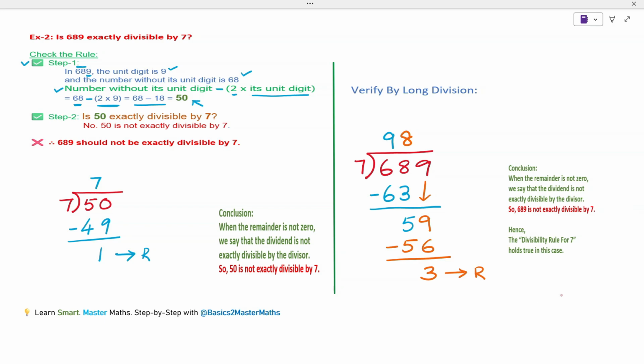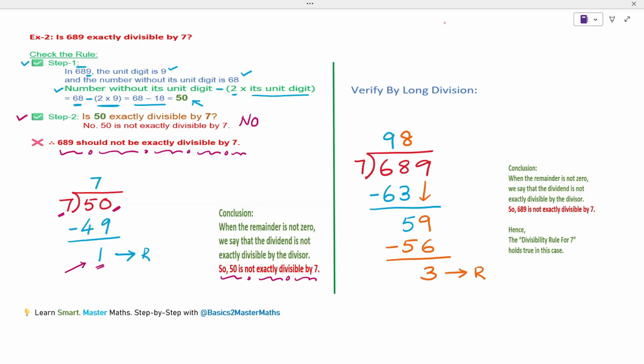Step 2. Check, is 50 exactly divisible by 7? When we divide 50 by 7, we get 1 as the remainder. So, 50 is not exactly divisible by 7. Therefore, according to the divisibility rule for 7, 689 should not be exactly divisible by 7. Got it?